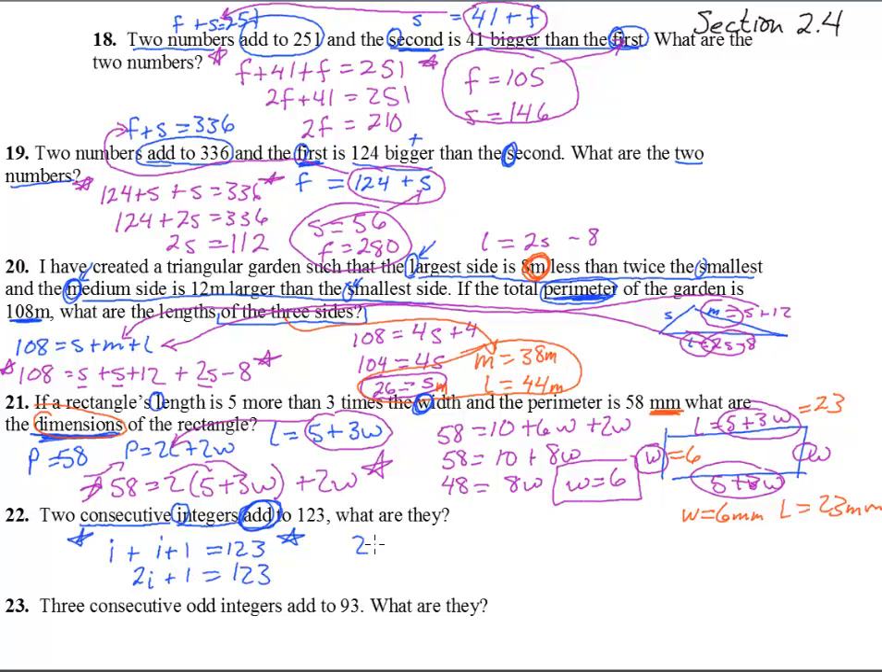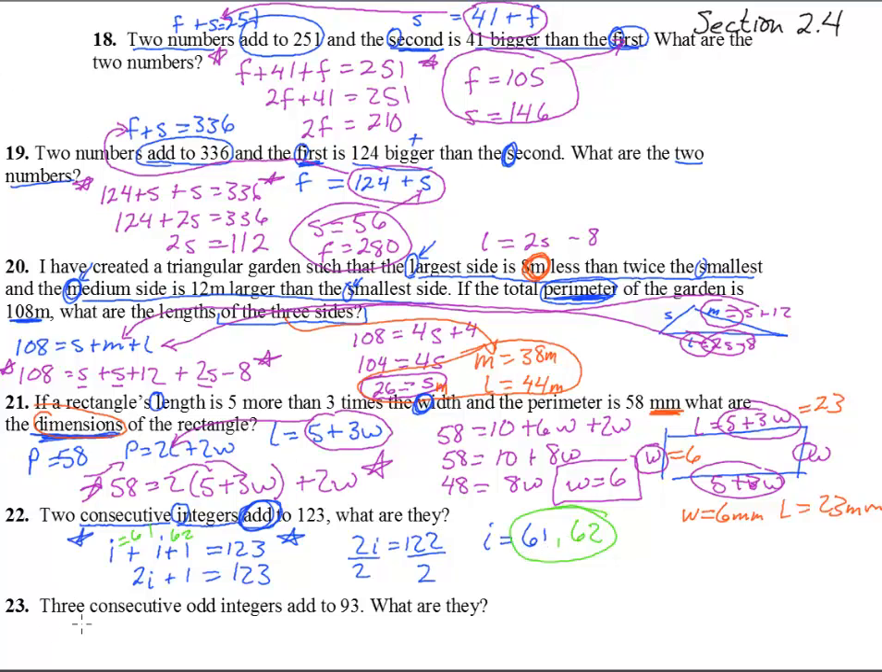Subtract 1, you get 2I equals 122. Divide by 2, and I equals 61. Now notice, I was our smaller one. So this one equals 61, and the other one is just the next one up, which is 62. So 61 and 62 are our 2 consecutive integers that are in a row.